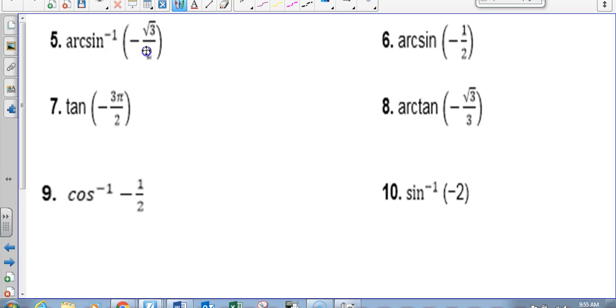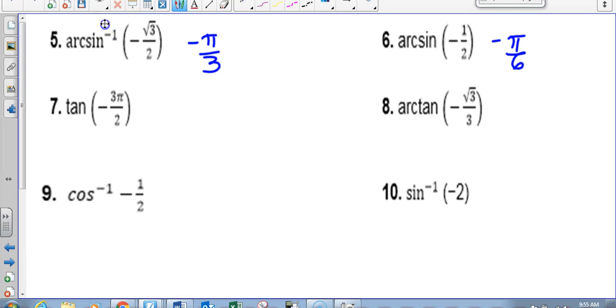All right, arc sine, where's the sine negative square root of 3 over 2? Anybody? Negative pi over 3. Where's the sine negative 1/2? Negative pi over 6. Now, I know yesterday this question threw you.